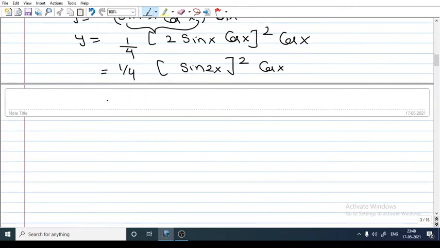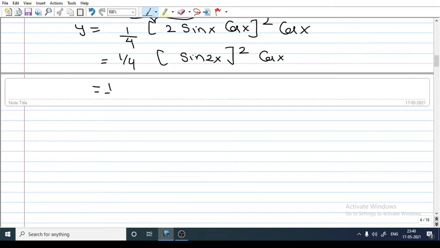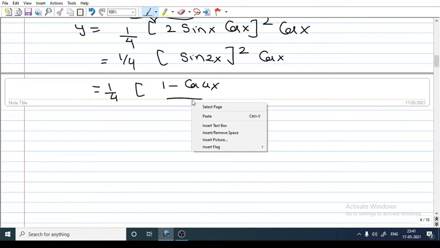Very simple. After this step, 1 by 4 into cos x, we can write 1 minus cos 4x, because if sin square x is 1 minus cos 2x by 2, then sin square 2x will be nothing but 1 minus cos 4x by 2. So the angle will be just doubled. Just think, because it is square, but here it will be 2.